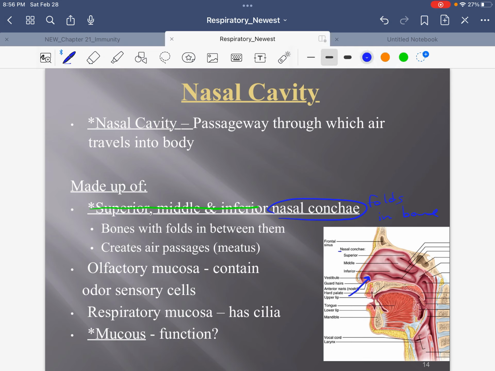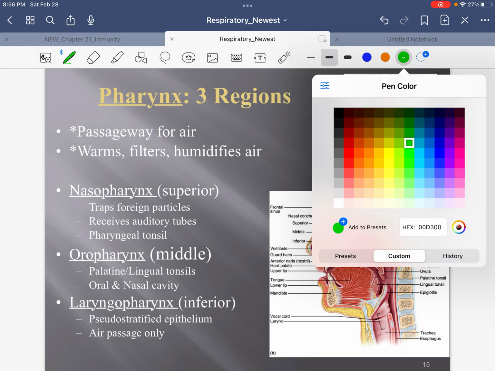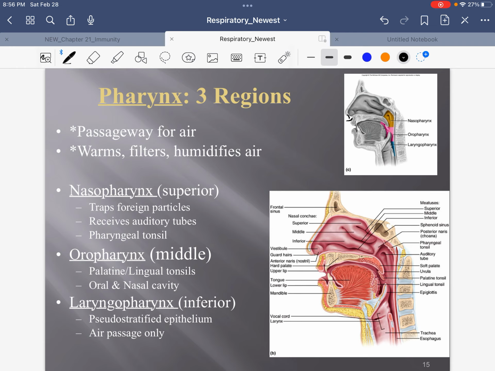Then we get to the pharynx. So we're going to start making our way down, folks. We'll do black. Number 1 was the nose. Then we get to the nasal cavity that has those nasal conchae or folds. Then we get to the pharynx. The pharynx is otherwise known as the throat, but you're not going to say throat, you're going to say pharynx. The pharynx has 3 regions. Make sure you know those.